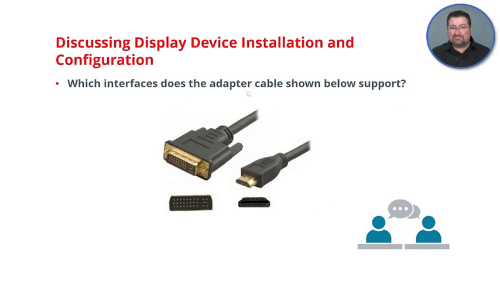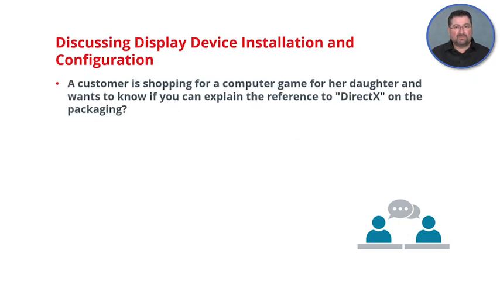Which interface does the adapter cable shown below here? What are we doing? Well, that looks like DVI. Excuse me, that is DVI to DisplayPort. And I'm going to go ahead and go. See, didn't get that one correct. So let's go again. This is DVI-I, which is analog or digital. And that is to an HDMI, which looks very similar to a DisplayPort. So I'm going to go ahead and give myself a little leeway on that one.